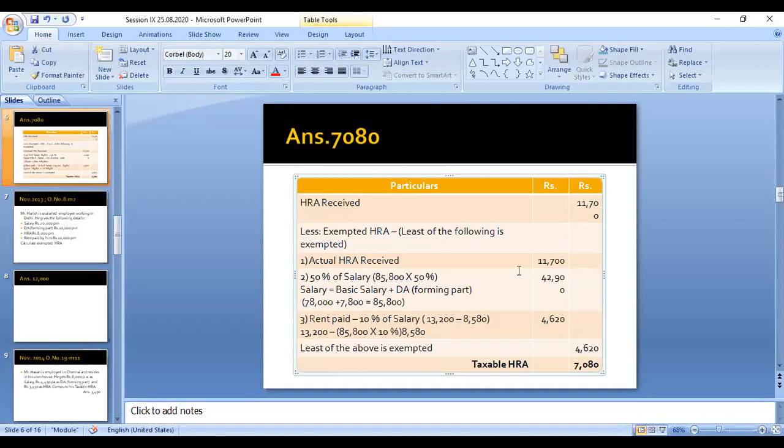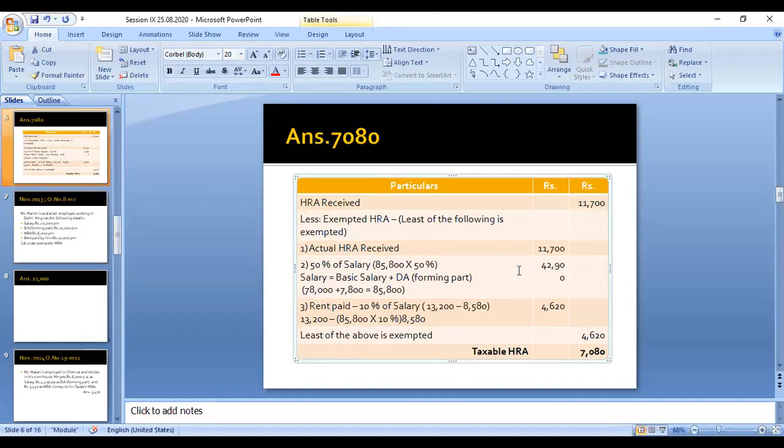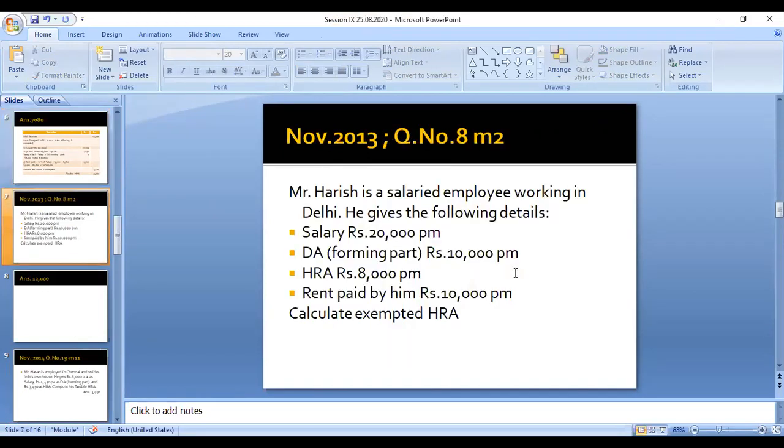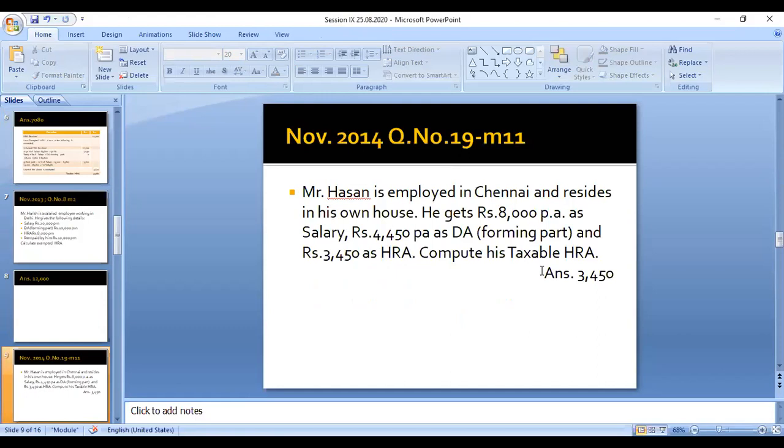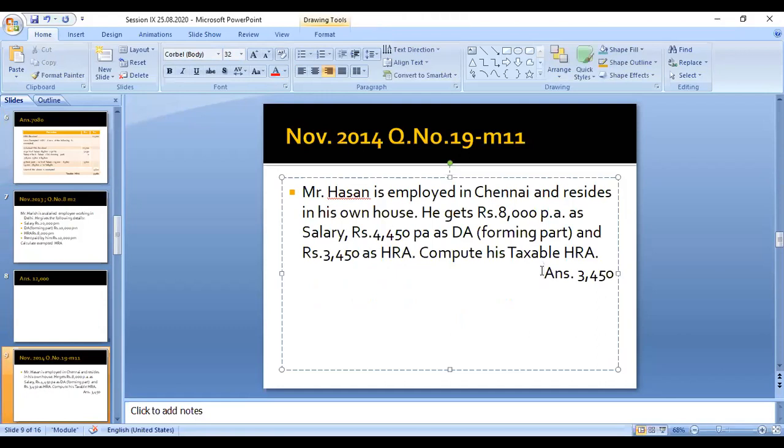Okay, right. So you can take a screenshot or you can write it in your notebook. We will move on to the next problem. Right. So before this problem, I will give you one more problem here. Okay, this is the question. It was asked in November 2014.